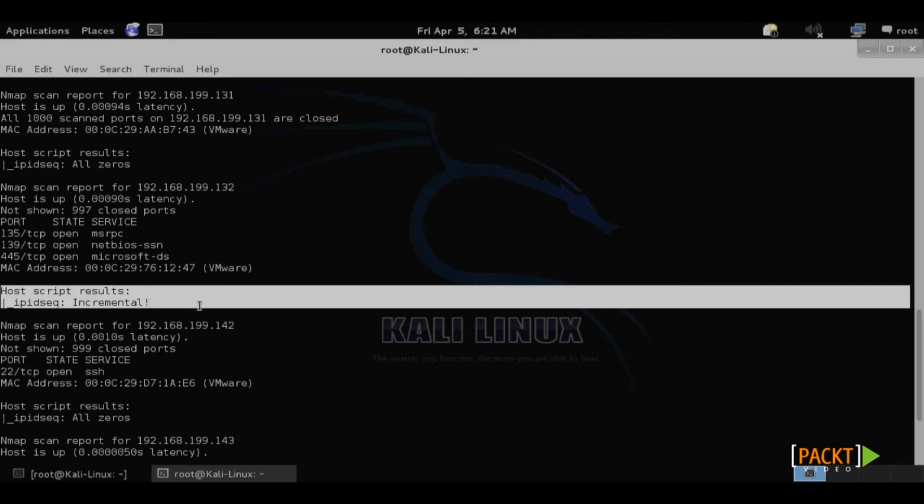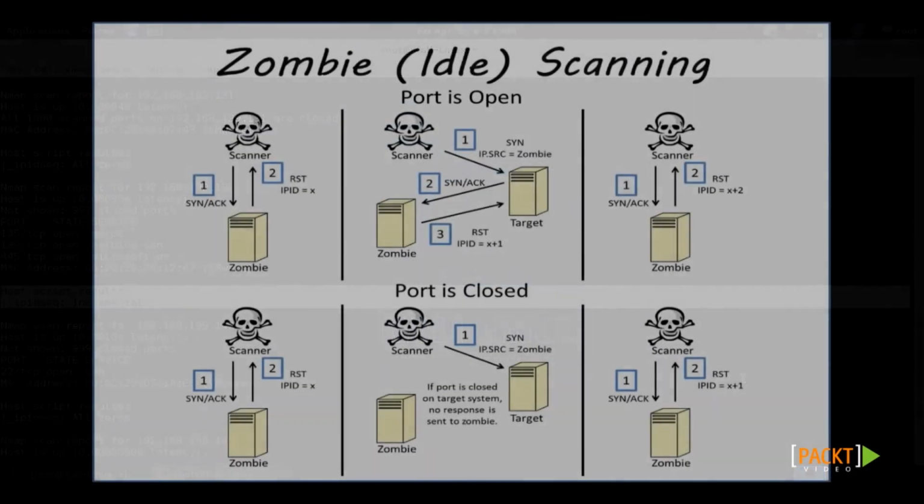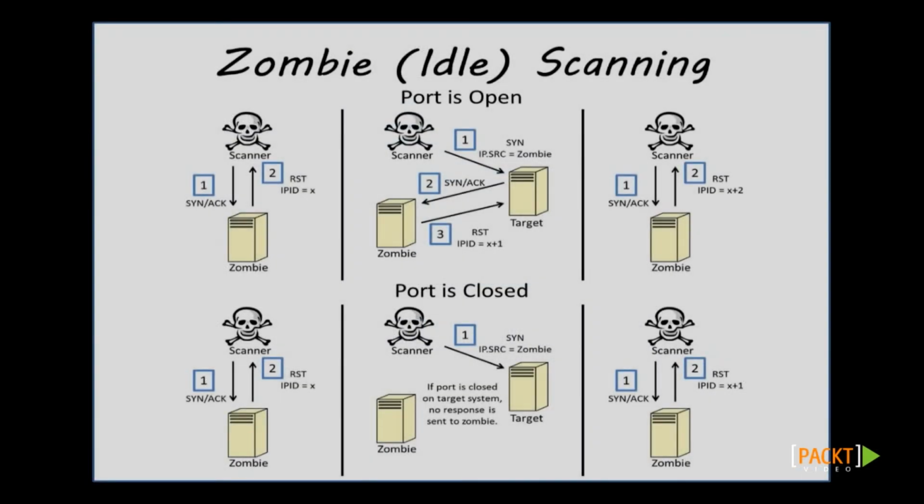Once you've located a system with incremental IP ID sequencing, you can attempt to perform your zombie scan against any other system on the network. Prior to doing this, I'll discuss how this technique works. Take a look at this diagram. This is the sequence of events that take place for each port that is scanned using the zombie scan. First, we send a SYN/ACK packet to our zombie to record the IP ID of the RST packet that we receive in response. Now we have a sequence number that we can start from.